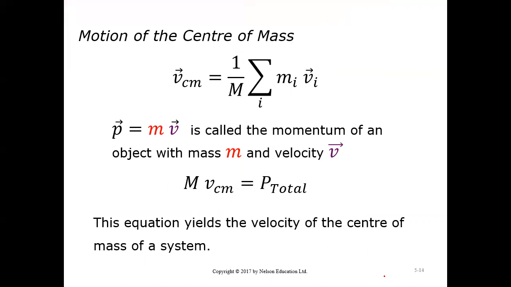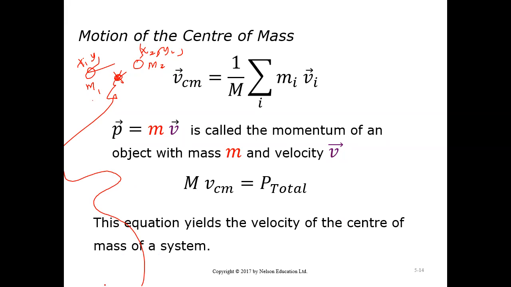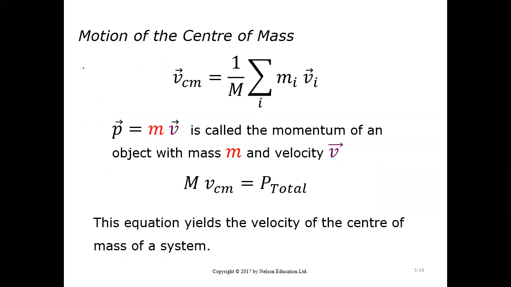Okay, so we discussed the center of mass coordinate. Now, what about the velocity? Say we have a collection of objects, say two objects, M1 and M2, and say this is at position X1, Y1, and this is at position X2, Y2, and we know how to get the center of mass of these two objects. So we know how to get the position of the center of mass. Say this is the center of mass point. We can also talk about the velocity of this center of mass point.